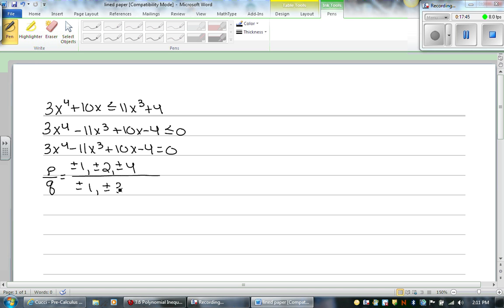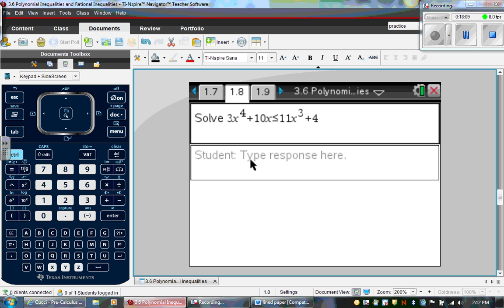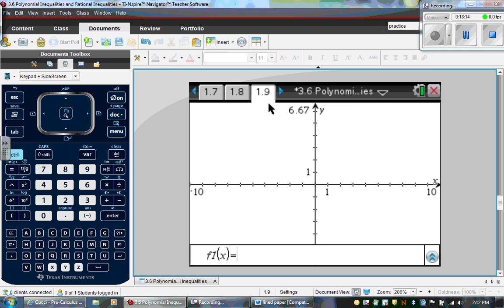All right. So then what we need to do is take a peek at the graph and decide what's plausible. My possibilities being plus and minus 1, plus and minus 1/3, plus and minus 2, plus and minus 2/3, plus and minus 4, plus and minus 4/3. So we need to decide what I think is plausible. So we're going to graph it, and we're going to graph it as an equation.